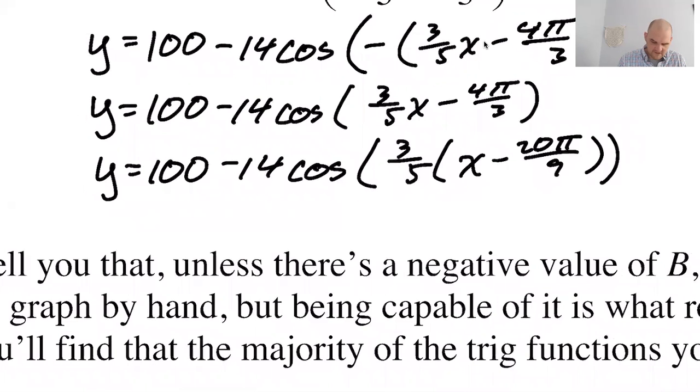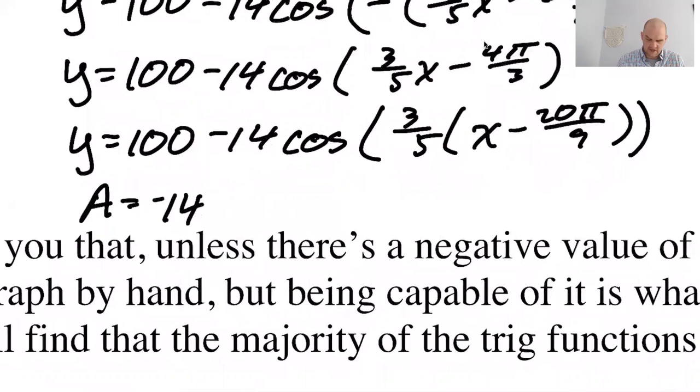Okay, and then let's find A is going to be -14. So it flips the pattern. Amplitude is 14. You can go up 14, down 14 from the sinusoidal axis, which is y equals 100. So we can go up to 114. We can go down to 86. That's going to be our range.